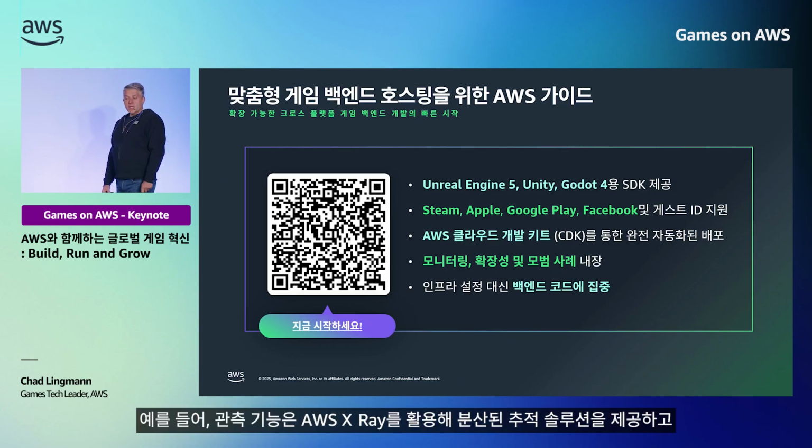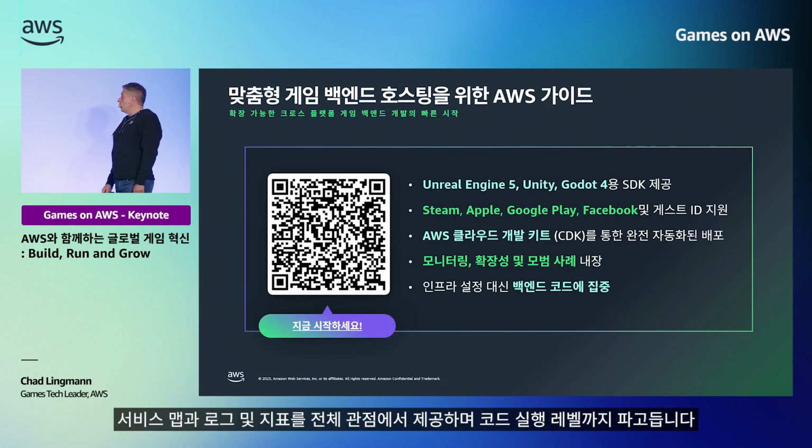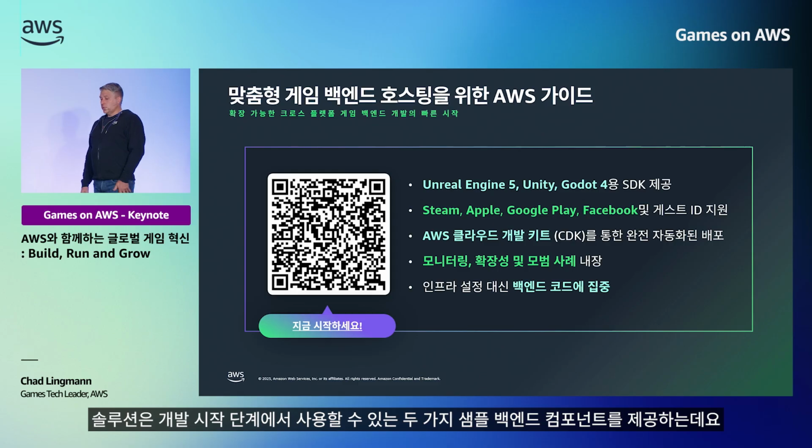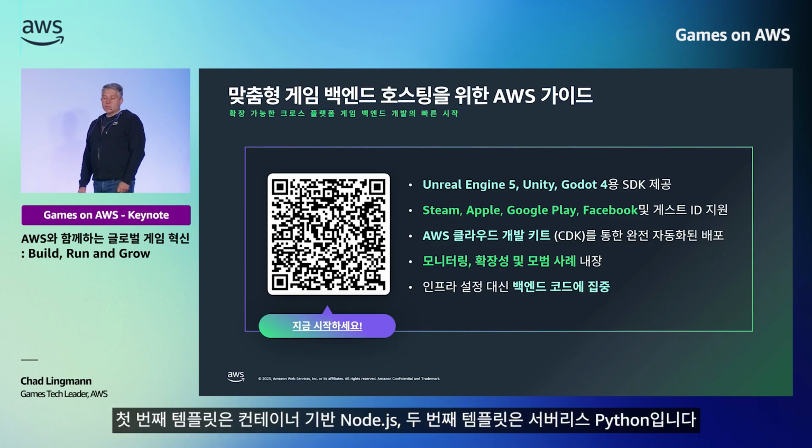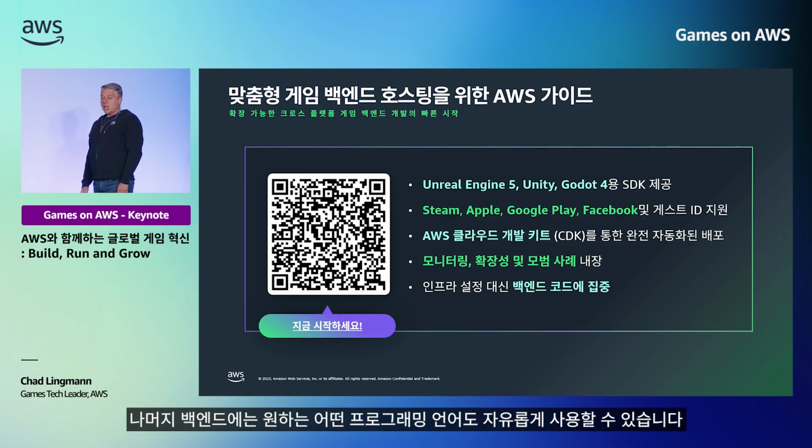The observability, for example, utilizes AWS X-Ray to provide you a distributed tracing solution, service map, and a holistic view of logs and metrics on what's happening in your game, all the way down to the code execution level. The solution comes with 2 sample back-end components that you can use to start your development. The first template is a container-based Node.js and the second a serverless Python. You can freely use any other programming languages of your choice for the rest of your backend.